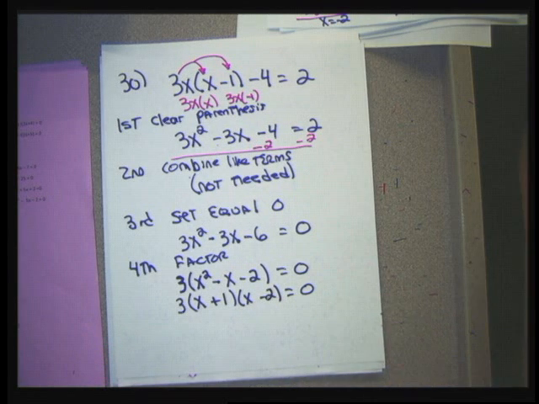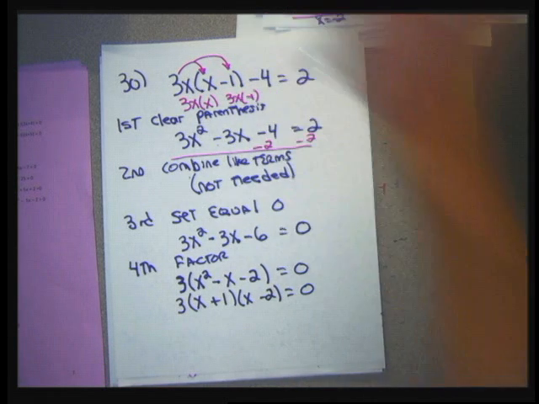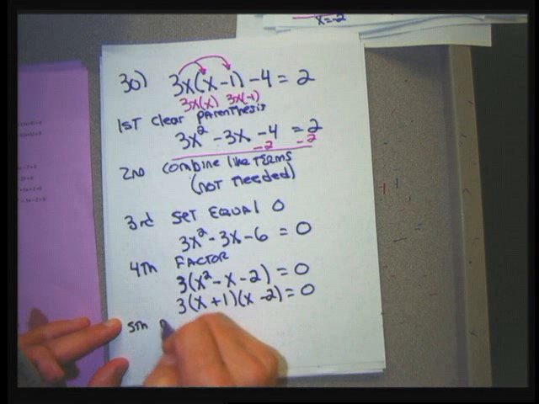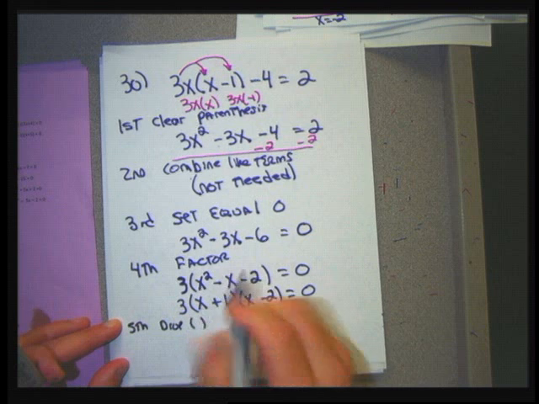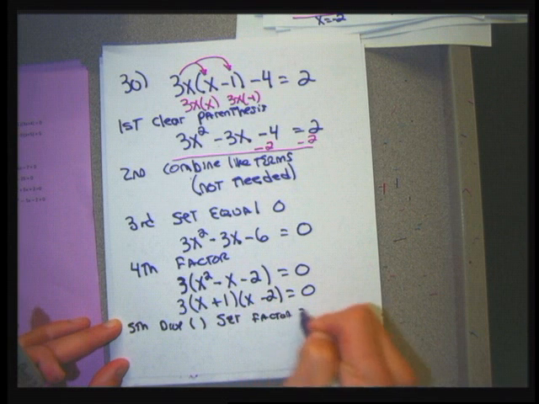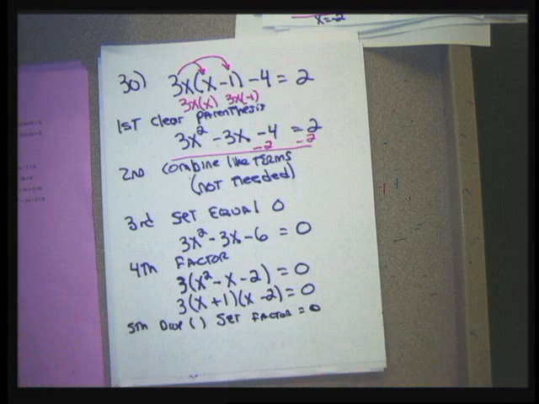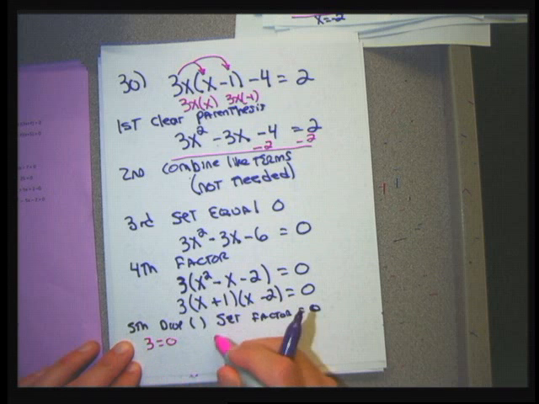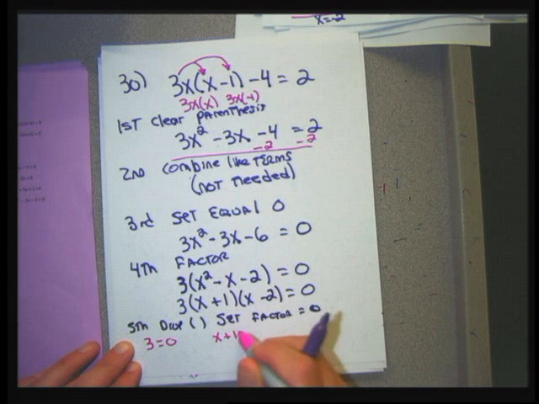So now I'm done with the fourth step. Now I'm going to set each factor equal to 0. So I'm going to drop the parentheses, set the factors equal to 0. And an evil thing comes up here. This is the classic -2 mistake on the test if I gave this trick.